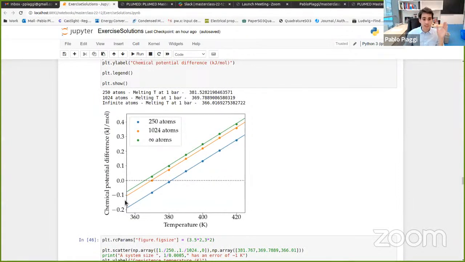So here we have the chemical potential difference as a function of temperature for the two system sizes that we studied, plus the thermodynamic limit. And we can calculate the melting temperature or the coexistence temperature if we're considering two phases in general. And what we get is a melting temperature of 366 Kelvin. That is the one reported by the authors of the potential that we're using. So this is working well. I'll do a comparison with other methods also afterwards.